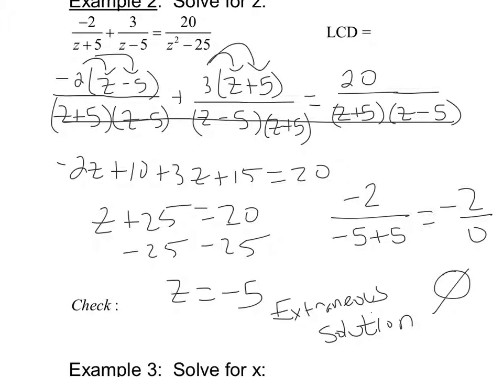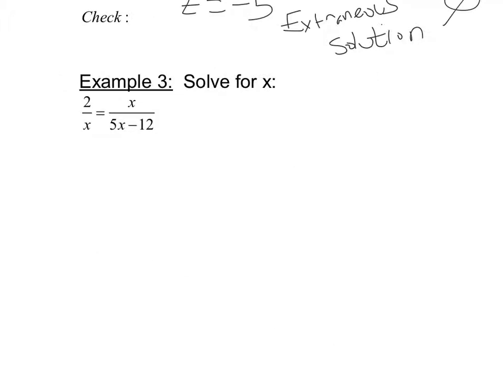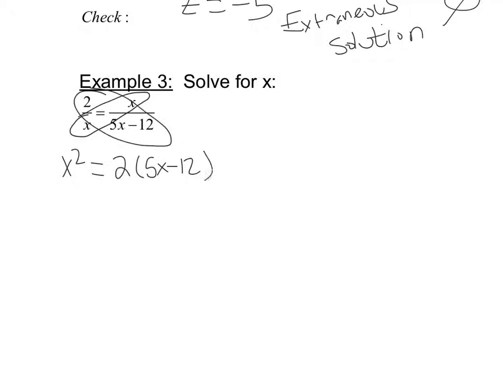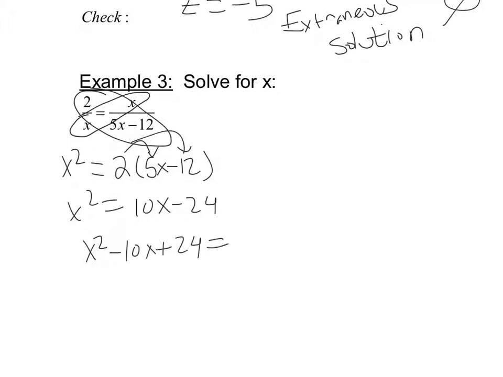So let's take a look at some more. Now here, when you just have one fraction equals one fraction, it gets better. All you got to do, cross multiply. So you get x times x is x squared. And then you do 2 times 5x minus 12. Set it up this way so you remember to distribute. So you get x squared equals 10x minus 24. Move them over to the other side. So you get x squared minus 10x plus 24 equals 0.